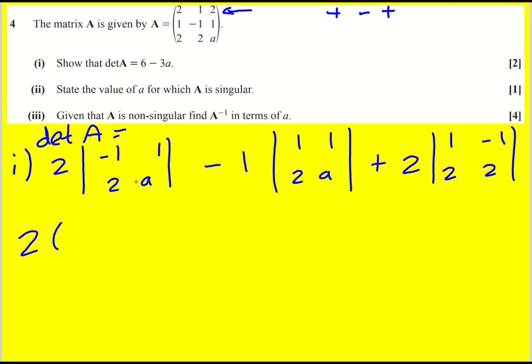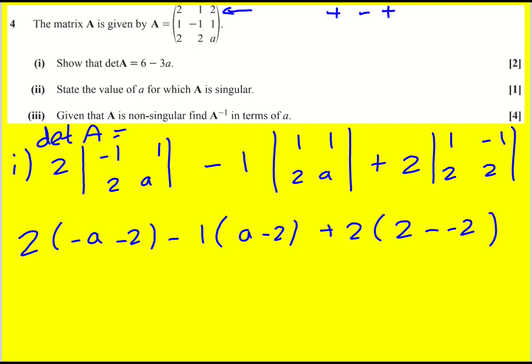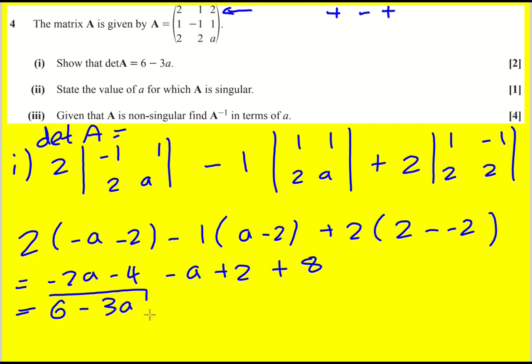So then we do minus 1 times a minus 2, minus 1, a minus 2. I'm doing this minus this, plus 2, 2, minus minus 2. That's not going to cancel, that's going to become 4. So I get minus 2a, minus 4, minus a, plus 2, plus 8. Minus 4 plus 2 is minus 2, plus 8 is 6. And I get my 6 minus 3a. Great.